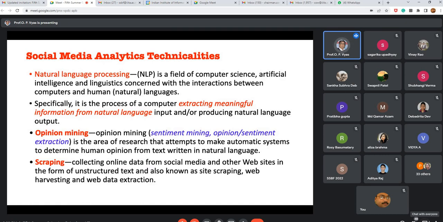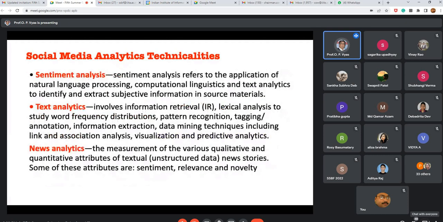Next is the most important part, called scraping. It means collecting online data from social media and other websites in the form of unstructured text, also known as site scraping or web harvesting and web data. One of our very bright students, Aditya, will tell you the practical tools and approaches of scraping, as I was informed by Professor Jit Singh. So you will know more about it, but I will come to this area again and again.